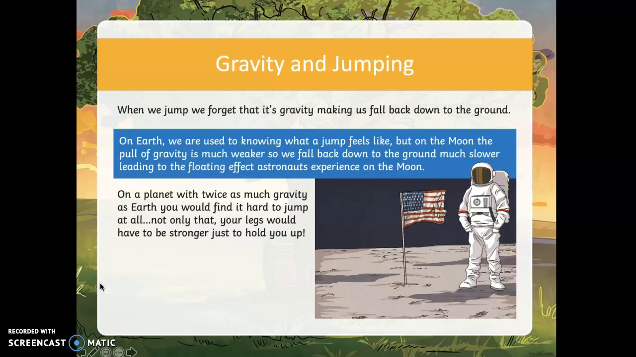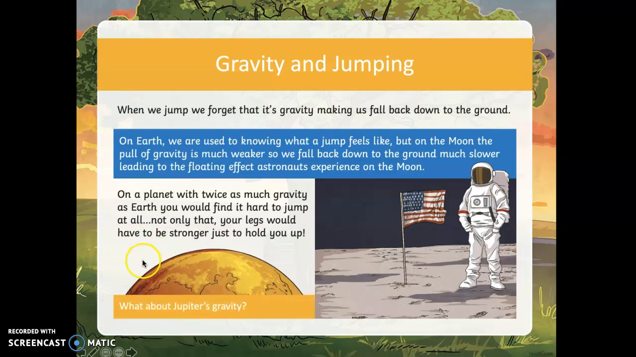However, if you flip this idea on its head, on a planet that has twice as much gravity as Earth, you would find it really hard to jump at all. Not only that, but your legs would have to be much stronger just to hold you up and stop you collapsing. So what about Jupiter's gravity? Well, on Earth we said it's 10. On Jupiter it's 24.8, so it's nearly 2.5 times stronger than it is on Earth.